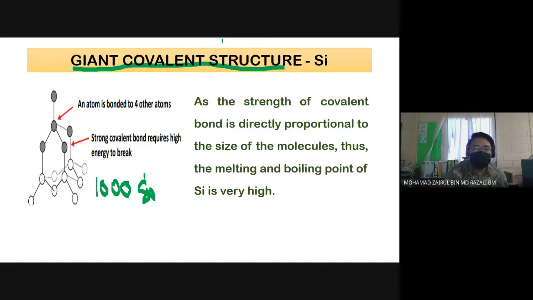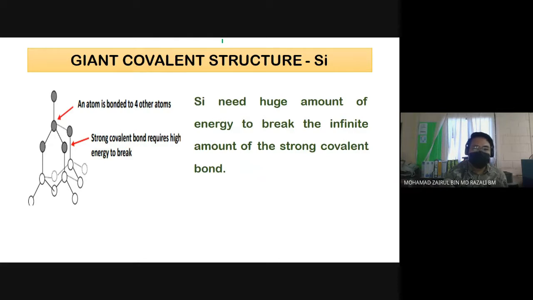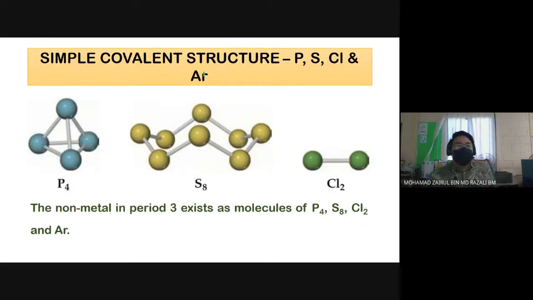Okay, ini yang tadi saya terangkan lah. So, phosphorus, group 15 till group 18, covalent structure yang dia form kita panggil sebagai simple covalent structure. Okay, in nature, phosphorus tak ada dalam bentuk P single je. In nature, phosphorus exists in the form of P4. Sulfur exists in the form of S8 in nature. Ataupun sometimes we call it as a crown sulfur lah sebab bentuk dia macam bentuk crown.